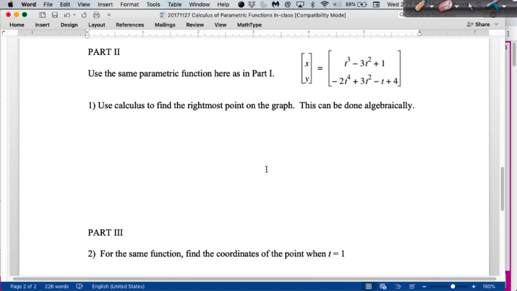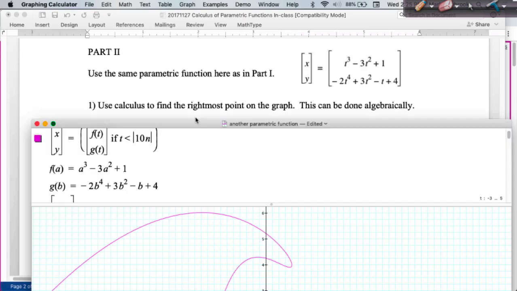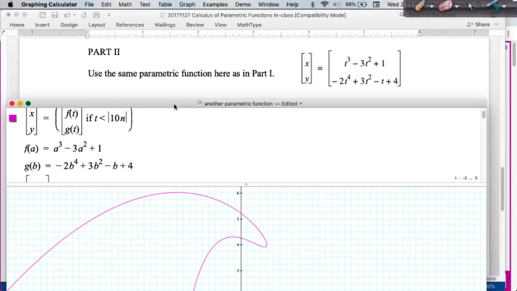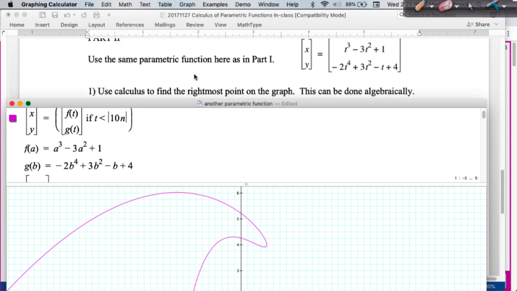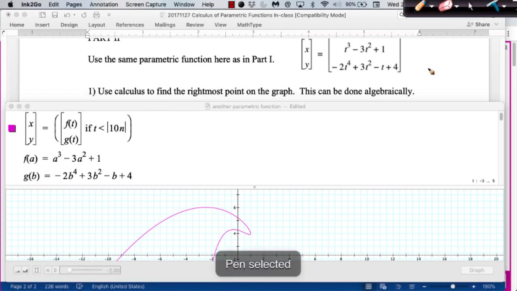Same parametric curve. I'll pull the curve up. There's a rightmost point. And this you can do with algebra, without a calculator and without anything fancy. So the rightmost point on the curve, I want you to find the rightmost point of this curve. From 0 to 13, you just get that constant.